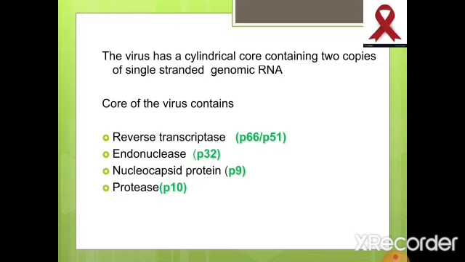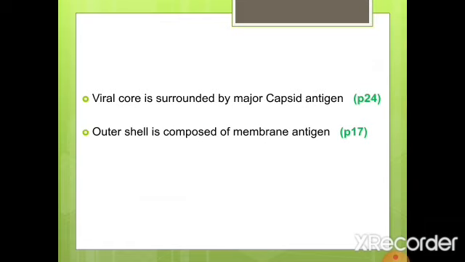The protein components are named after their molecular weight. For example, a protein having a molecular weight of 32,000 Dalton is called P32. So the core of the virus contains reverse transcriptase, endonuclease, nucleocapsid protein and protease. And this viral core is surrounded by a major capsid antigen, and the outer shell is composed of a membrane antigen P17.